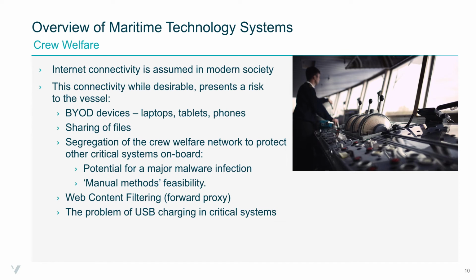Okay, so the next class of systems are what we call crew welfare. These systems provide things like internet connectivity, and internet connectivity is very much assumed in modern society. Many crew agents report that internet connectivity is a key determinant in whether crew will accept a contract on a particular vessel.